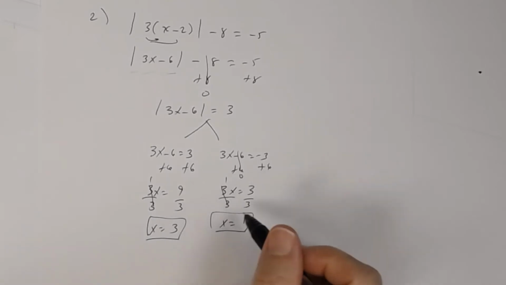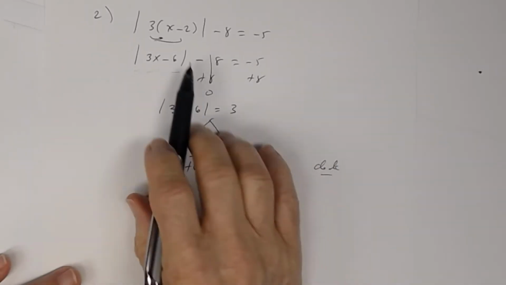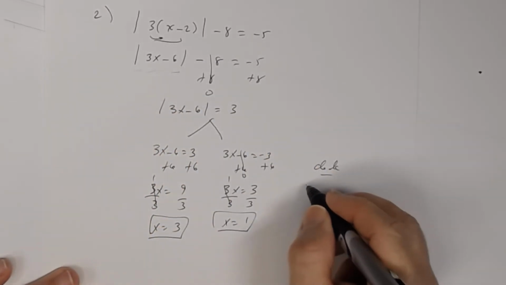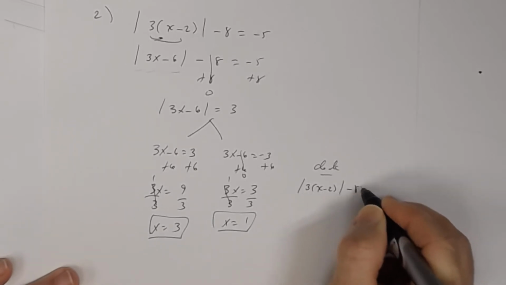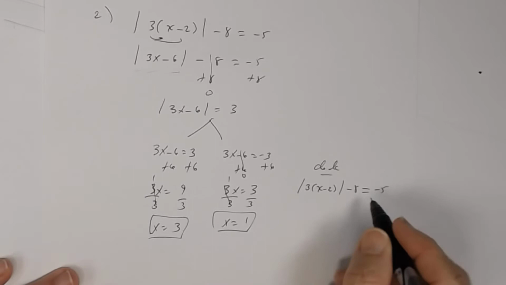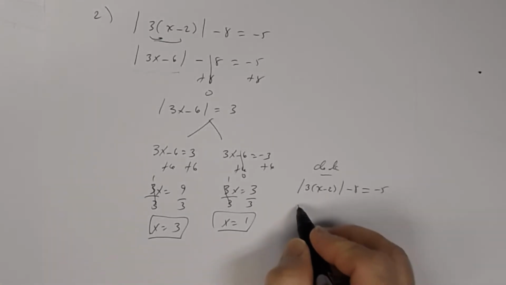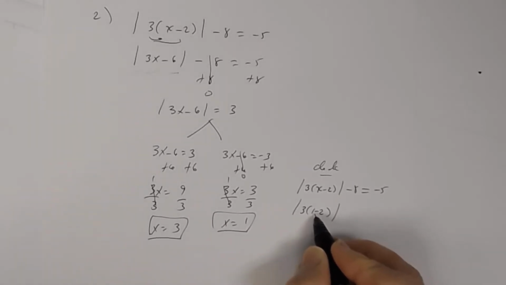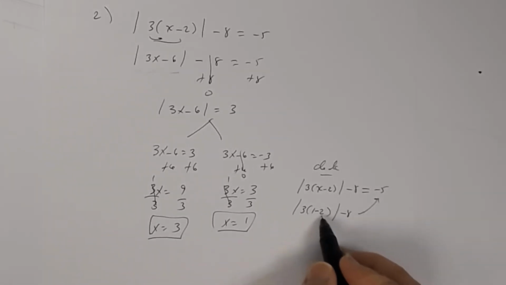And you can check. Let's just check one of them. So we're going to go back to the original, which is this. Always go back to the original because you could have made a mistake anywhere along this process. So we have the absolute value of 3 times x minus 2, subtract 8, and that's going to equal negative 5. So in place of x, I'm going to substitute 1. So I get the absolute value of 3 times 1 minus 2, and don't forget we're subtracting 8, and I want to see if that's going to equal negative 5, right? So 1 minus 2 is a negative 1.